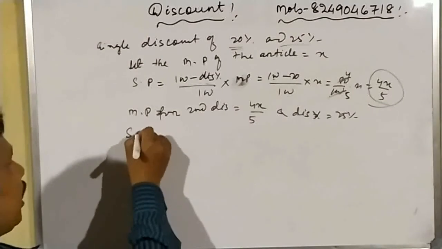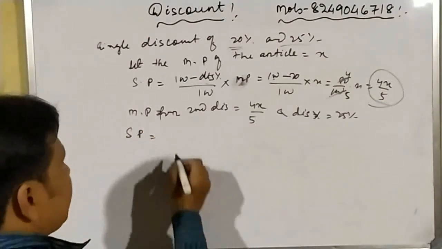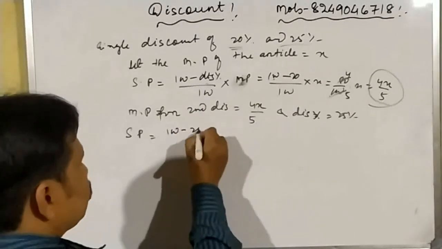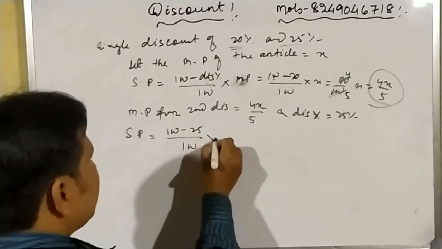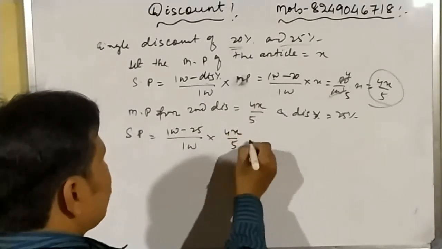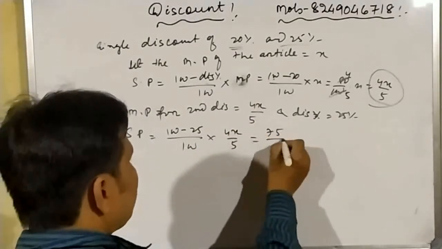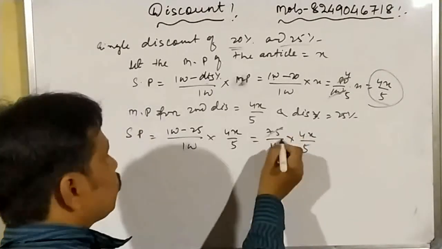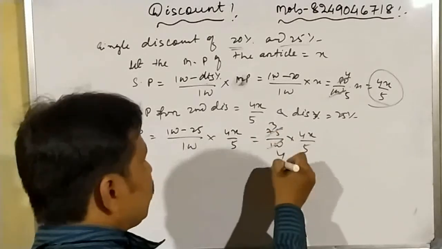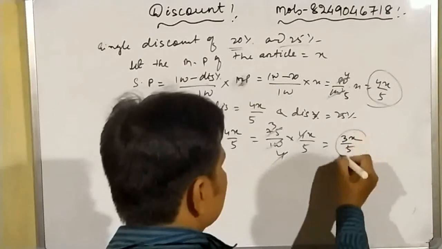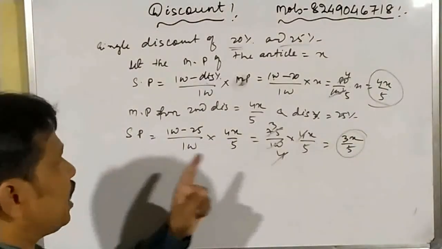So again, by using the same formula, selling price equals (100 minus discount percent) by 100 into mark price. That means (100 minus 25) by 100 into mark price. Now our mark price is 4x by 5. So the result is 75 by 100 into 4x by 5. 25 3s are 75, 25 4s are 100, and the 4s cancel. The result is 3x by 5. This is our last selling price.